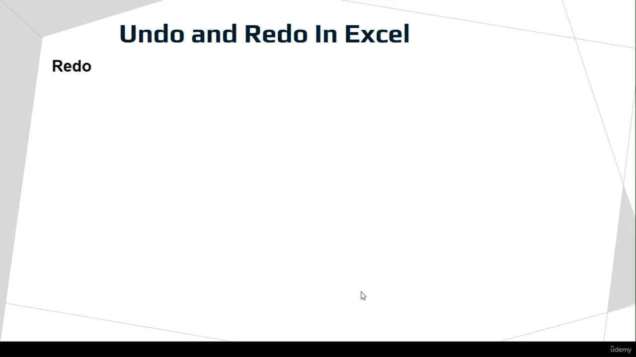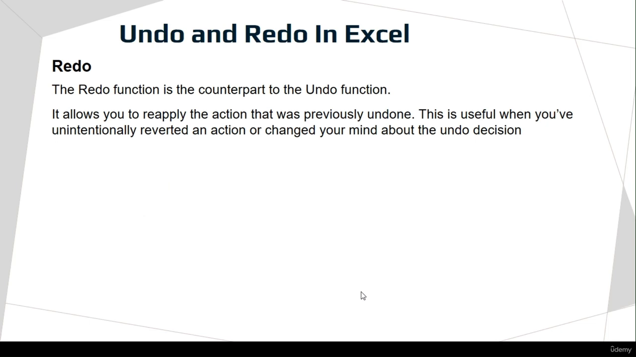Let's look at redo. The redo function is the counterpart of the undo function. It allows you to reapply the action that was previously undone. This is very useful when you have unintentionally reverted an action or you changed your mind about the undo decision.